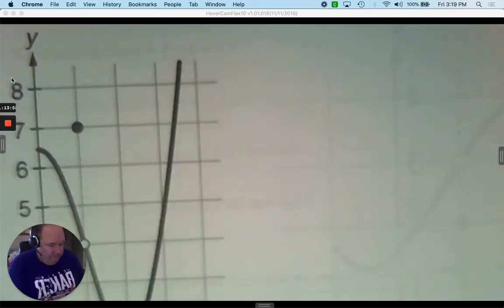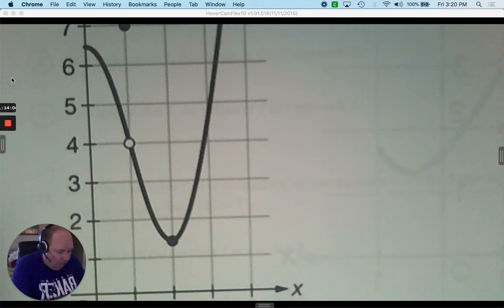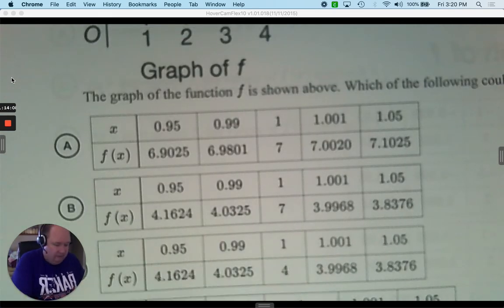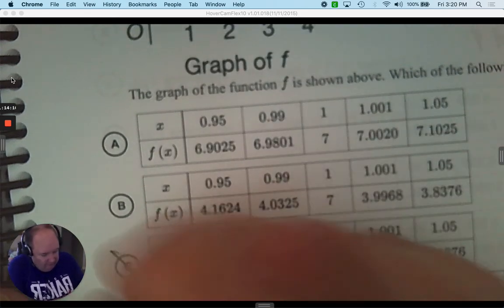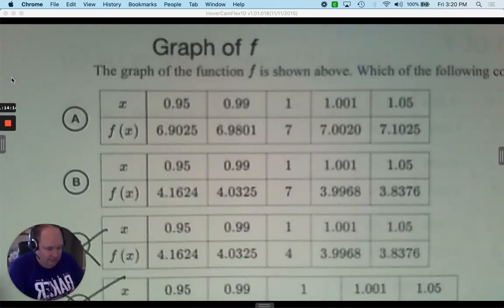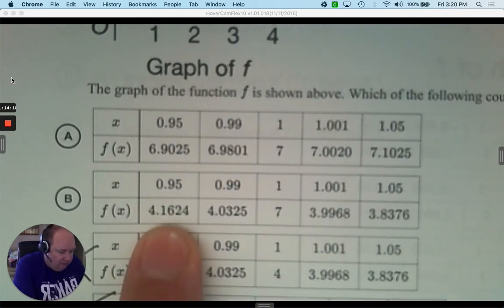Number 49. You're given a graph. The graph of the function f is shown above. Which of the following could be a table of values for f that could describe it? I want you to look at x equals 1, where the answer is 7. So if at 1 the answer is 7, then already C and D are wrong. And then what's the difference between A and B?